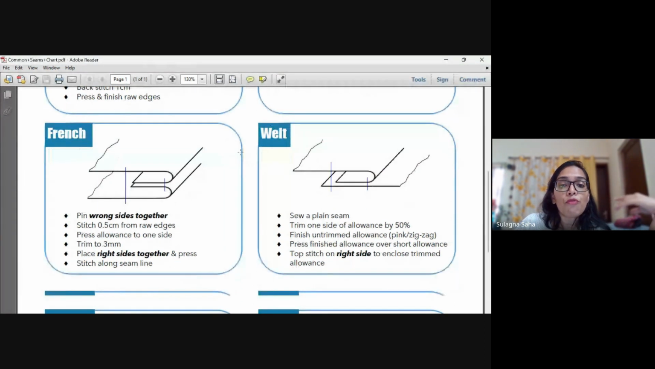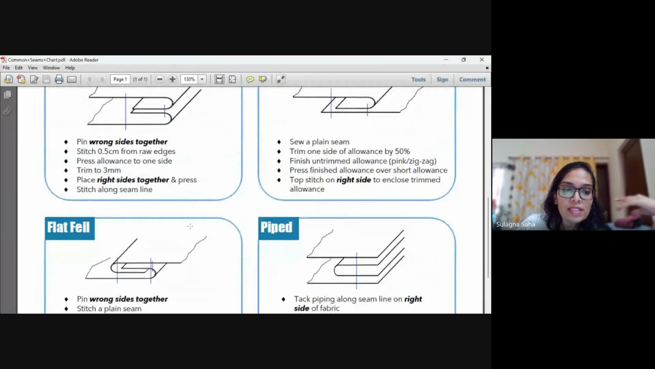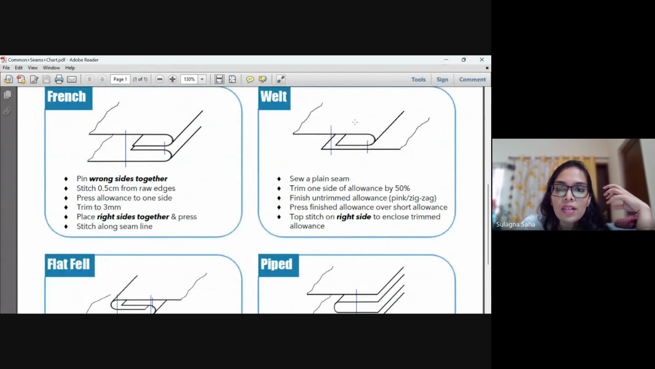A welt and a flattened fell seam, both these cases, the seam allowances are taken from, so if this is the seam, please understand this is the center of your garment. ठीक है, sorry, this is the center of the garment. If this is the center of the garment, then in that case the seam allowance for this is from here, please follow my pointer, from here to here for one, and from here to here for the second layer. For both the layers the seam allowances are different.